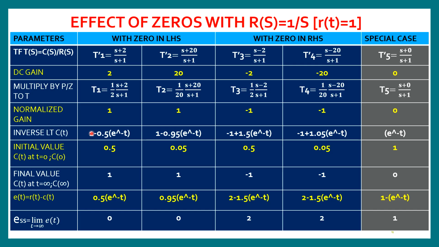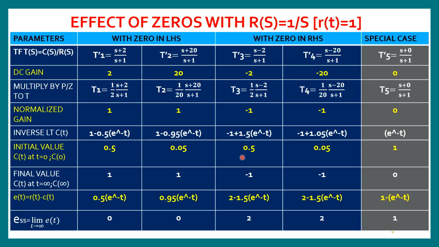Now I'm interested in the next step, initial value and final value. To calculate the initial value, I have substituted t as 0 here. When I substituted t as 0, my initial value is 0.5. In the next cases, when I substituted t as 0, it is 0.05, 0.5, 0.05 and 1. Now I have calculated the initial value.